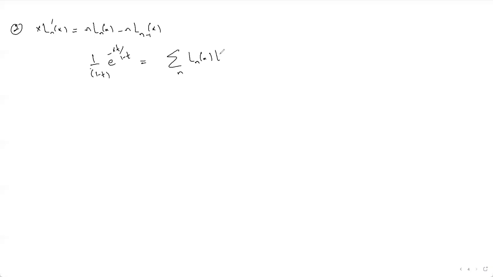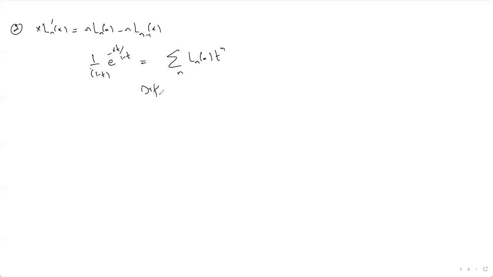The relation is like the second one. We have to prove now x l n prime of x is equal to n l n of x minus n l n minus 1 of x. I'm quickly going to give you some hints, and the rest of the things you will do yourself. See what you will do. Just again consider the generating function 1 divided by 1 minus t e raised to power minus xt divided by 1 minus t, is equal to summation over n l n of x t raised to power n.